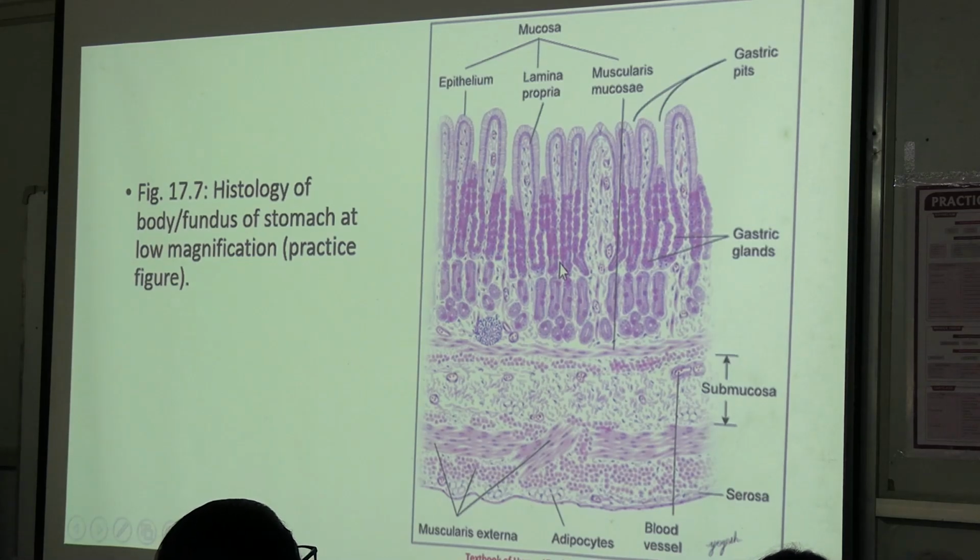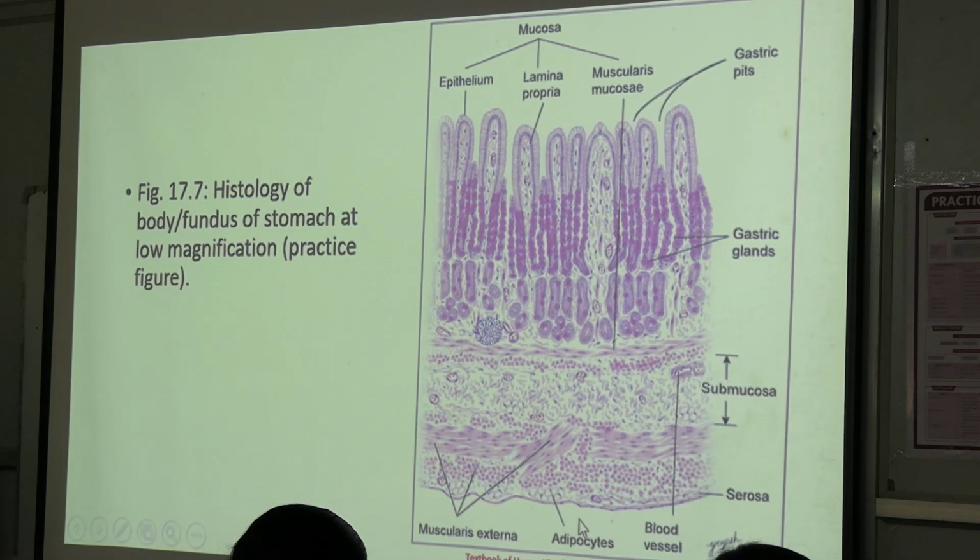Now, if you reach this particular region over here, this is a limiting region which is known as the muscularis mucosae. That means from here to here is the mucous layer, clear. And after this muscularis mucosae which is limiting in here, then we have the submucous layer, then we have the muscle layer, then we have the outer layer.